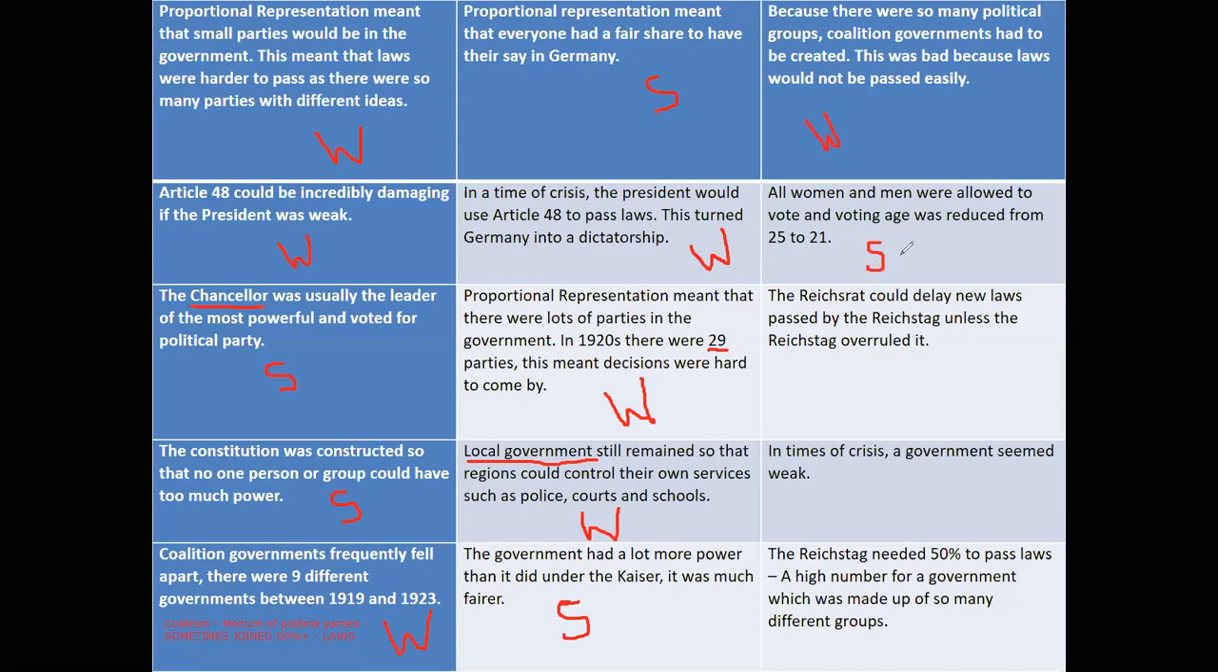All women and men were allowed to vote, and voting age was reduced from 25 to 21. That makes it a strong democracy. The Reichsrat could delay new laws passed by the Reichstag unless the Reichstag overruled it. I mean, this is a weakness because it shows that the Reichstag and the Reichsrat might sometimes come into conflict with one another. In times of crisis, a government seemed weak. That's obviously weak. And the Reichstag needed 50% to pass laws, a high number for a government made up of so many different groups. That's another weakness of this constitution.